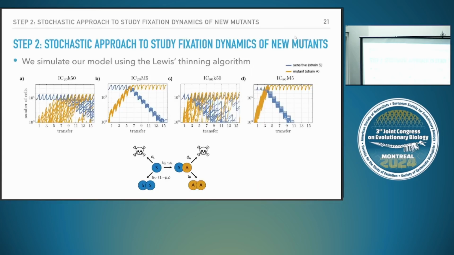Right, but that was just deterministic. Now let's jump into the stochastic approach. So now we are going to simulate our model using individual-based simulations, so birth, death, mutation processes, essentially, using this so-called Lewis-Steinin algorithm, which is just an extension of the so-called Gillespie algorithm. Right, and we calculate a few things.